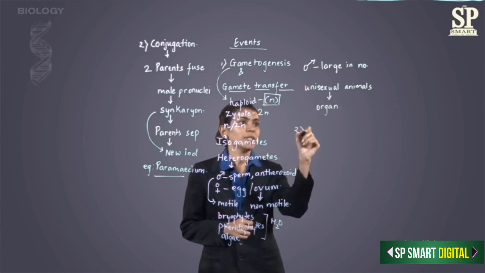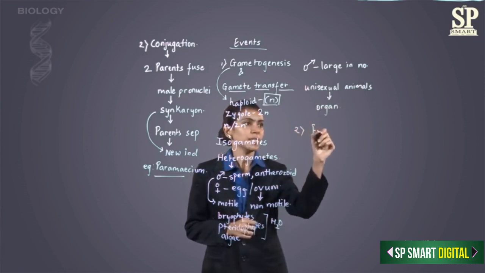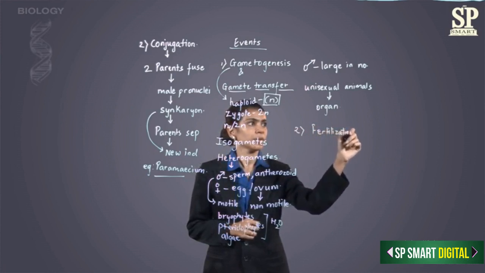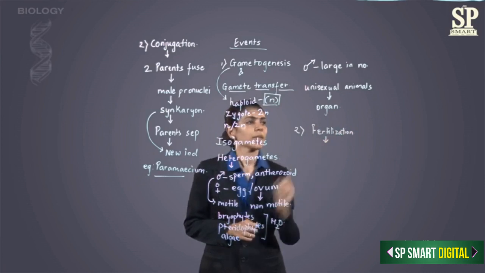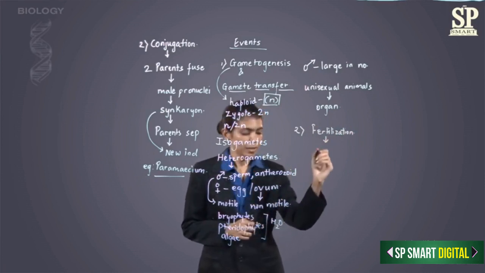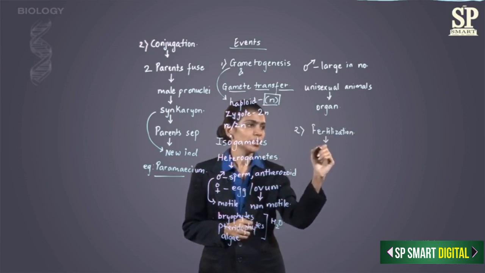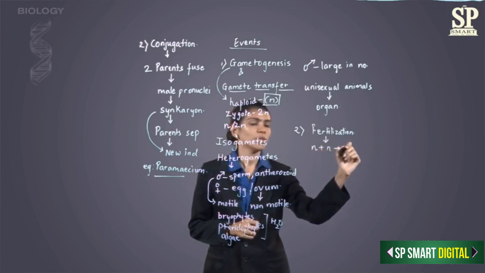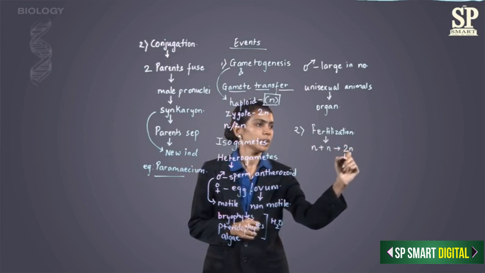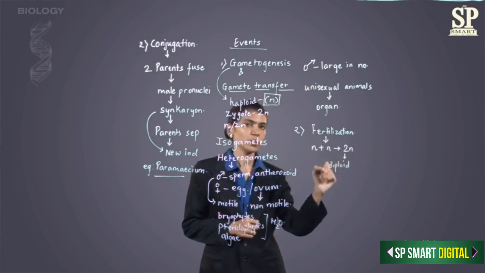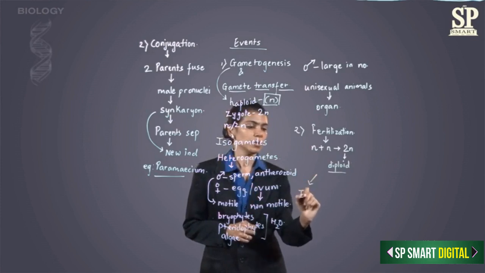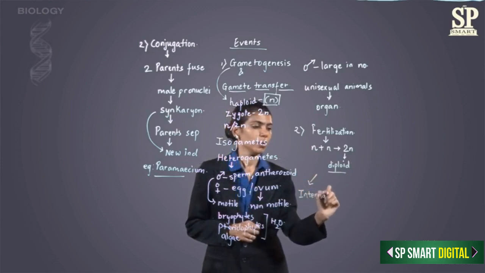Coming to the second step or the second event, it is fertilization. During fertilization, the male and the female gamete fuse together. The male gamete is haploid, the female gamete is haploid, and the zygote which is formed is diploid. So the zygote always is diploid. Zygote formed as a result of sexual reproduction is always diploid. Now this fertilization can be either internal or external.